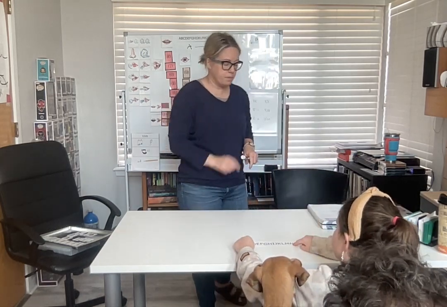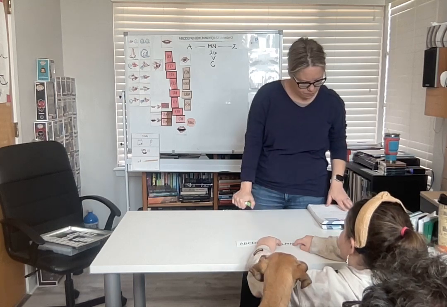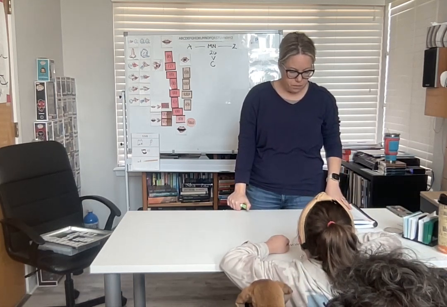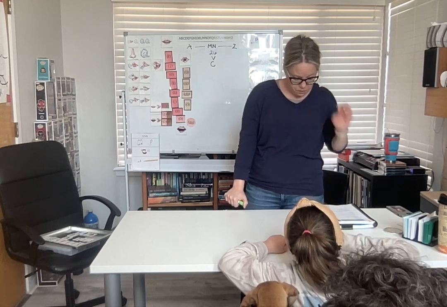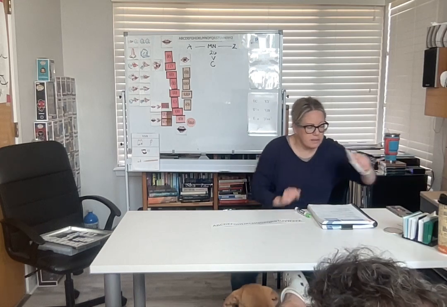A, B, C, D, E, F, G, H, I, J, K, L, M, N, O, P, Q, R, S, T, U, V, W, X, Y, and Z. Great. Today we're going to be working on sequencing, and when we put letters in sequence, what does that mean? In order. So we are going to do a mixed group.